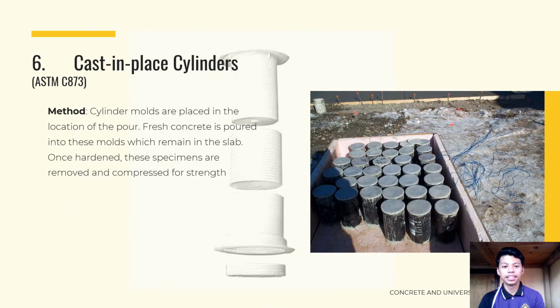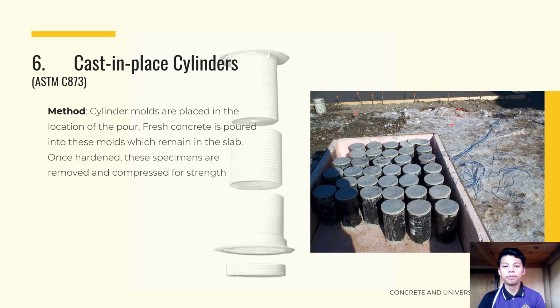Number 6. Cast-in-place cylinders or ASTM C873. Cylinder molds are placed in the location of the pour. Fresh concrete is poured into these molds which remain in the slab. Once hardened, these specimens are removed and compressed for strength. Sa cast-in-place cylinder, gumagamit ng cylindrical shape na concrete. Bakit nga ba cylindrical shape ang ginagamit? Ito ay dahil ayon sa ASTM, only cylindrical shape sample ang dapat gamitin para ma-evaluate ang quality ng concrete.